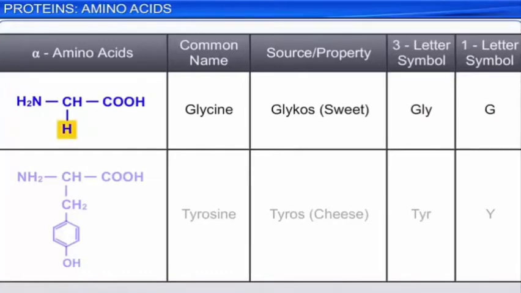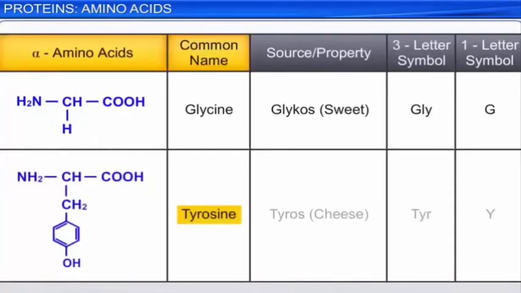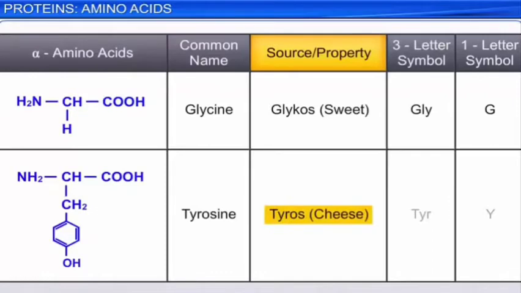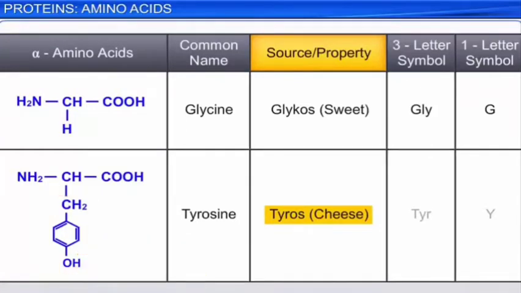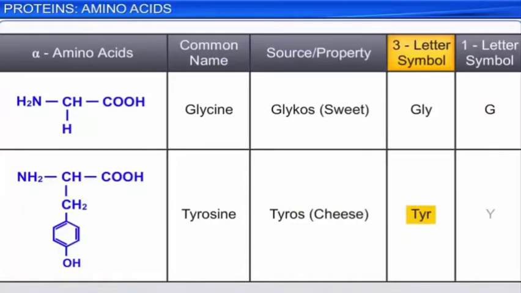The amino acid tyrosine was first obtained from cheese. Its name is derived from the Greek word tyros, which means cheese. The side chain for tyrosine contains an aromatic phenol group. It has the 3-letter symbol TYR, and its 1-letter symbol is Y.